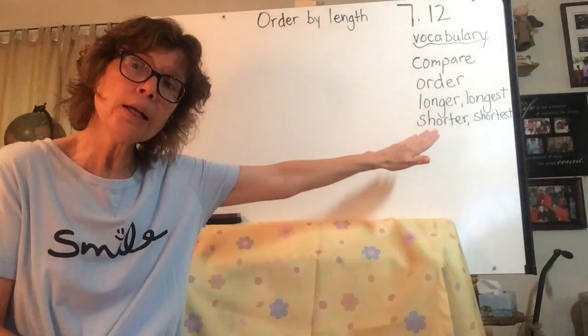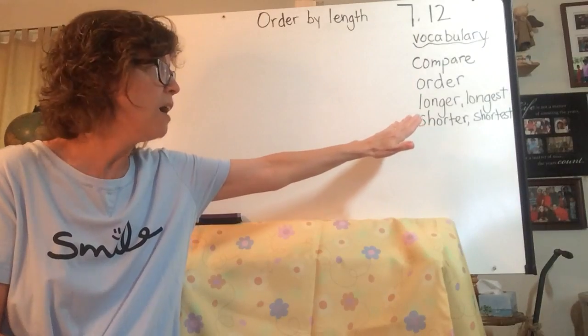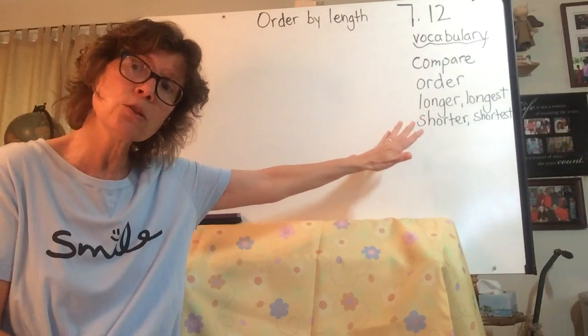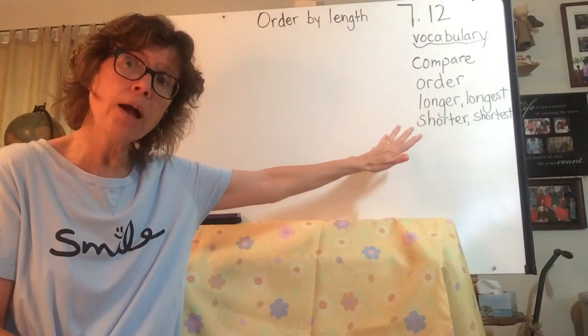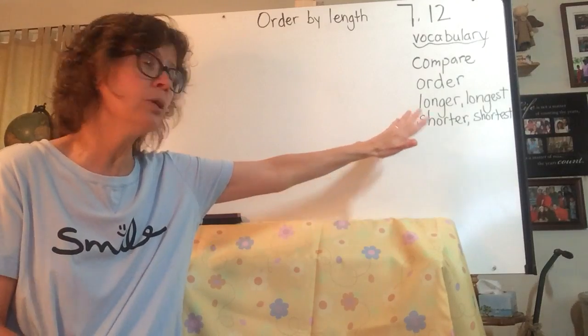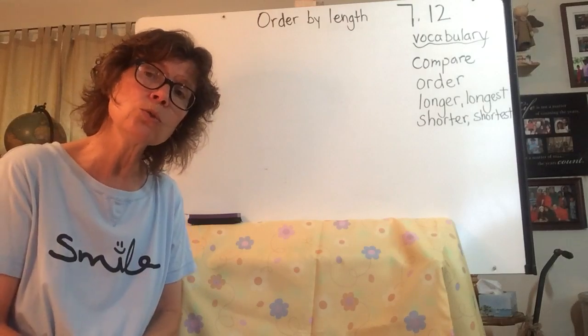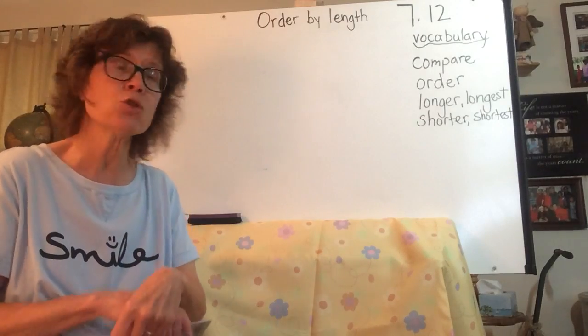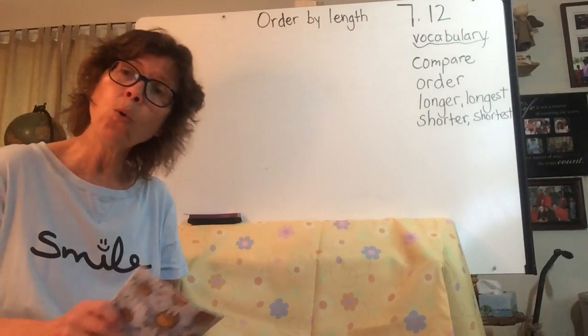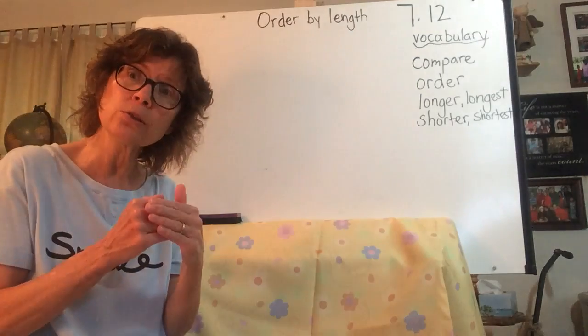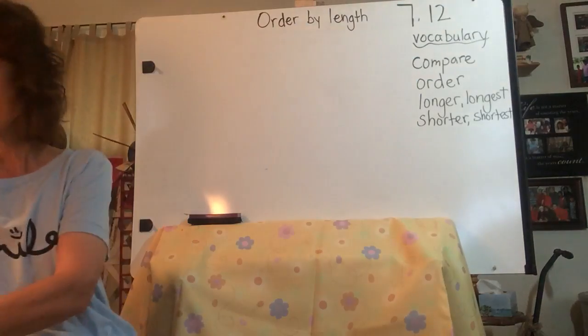Longer, longest, and the suffix, that is ER or EST. This one is longer. This is the longest. Or shorter and shortest. Those are some words I'll be using when we're doing measuring. And again, today we're going to order. We're going to put things in order by length. We're going to talk about that.